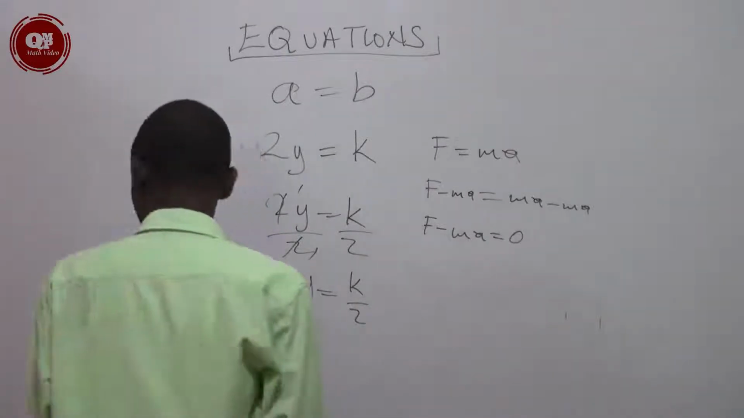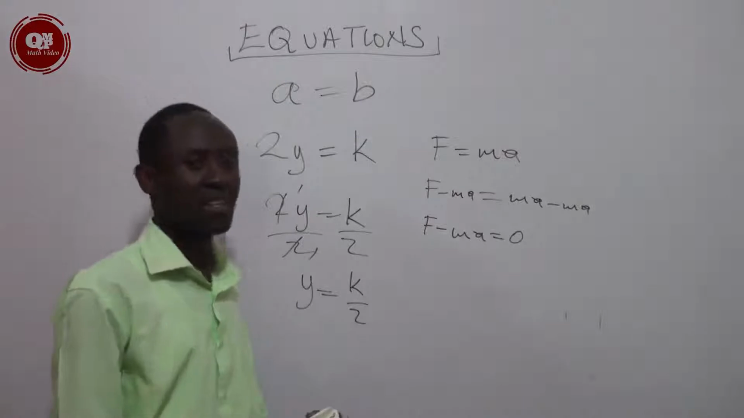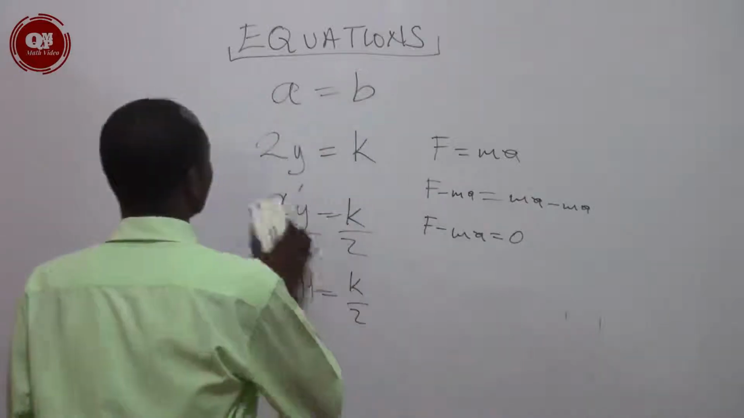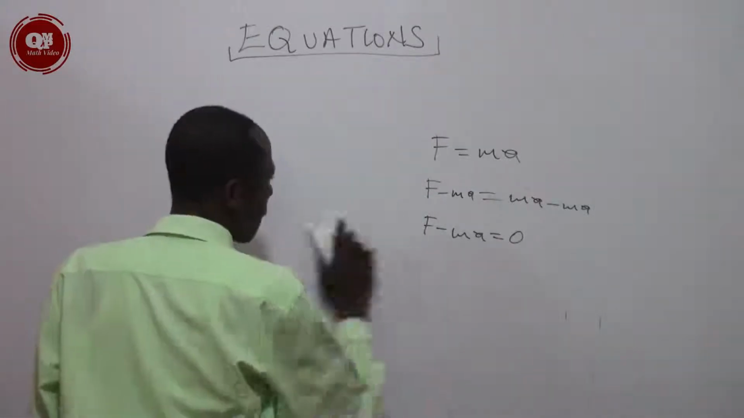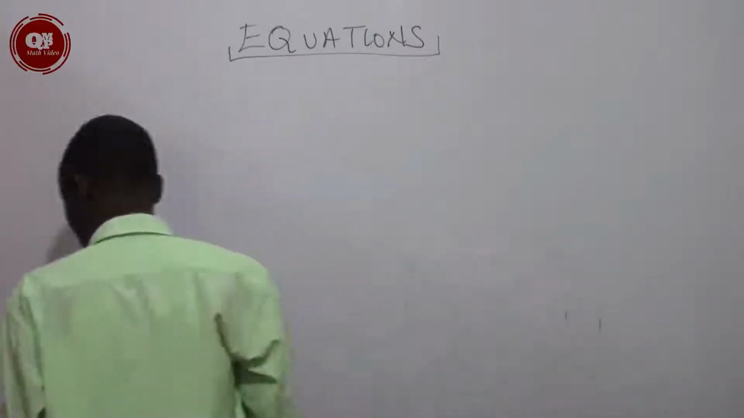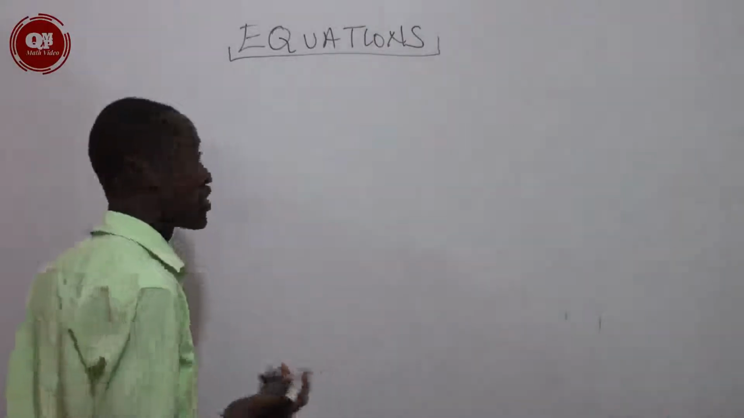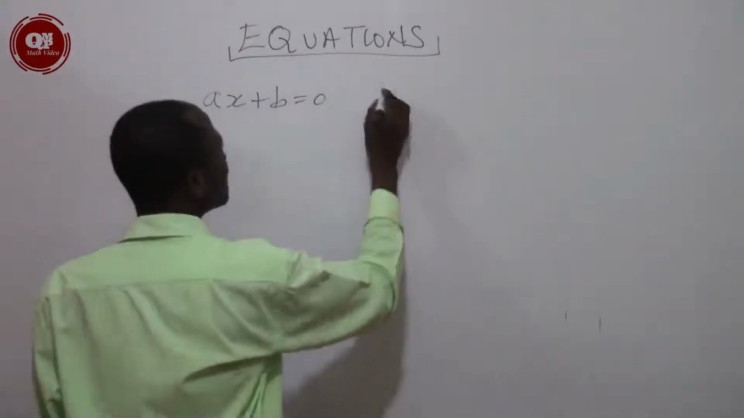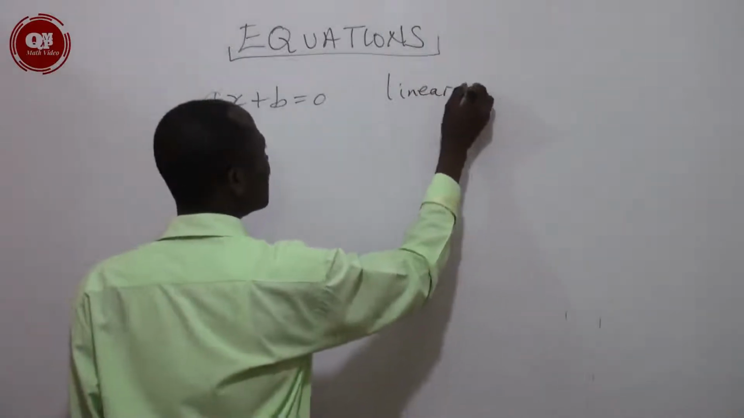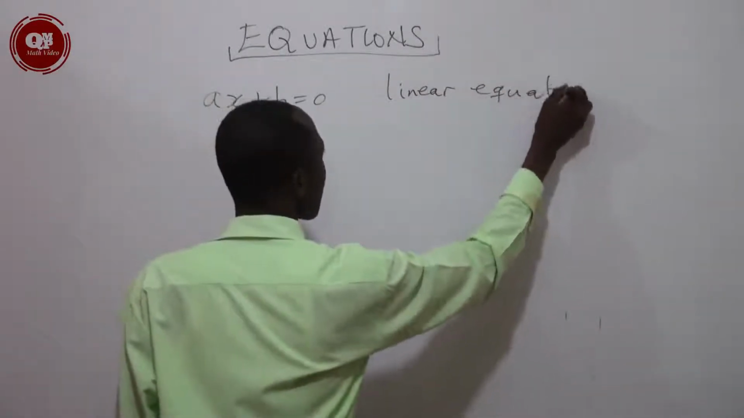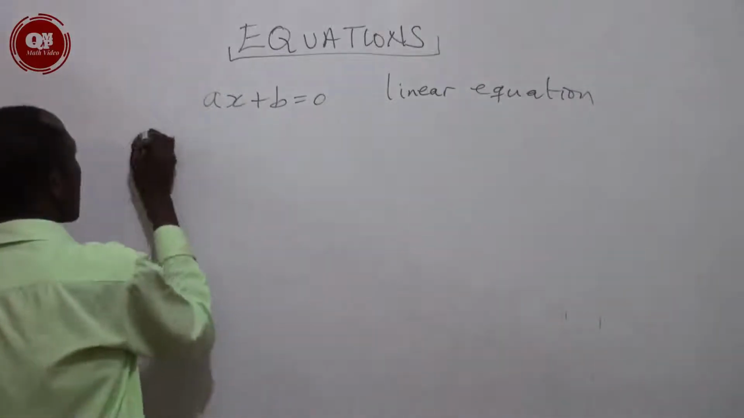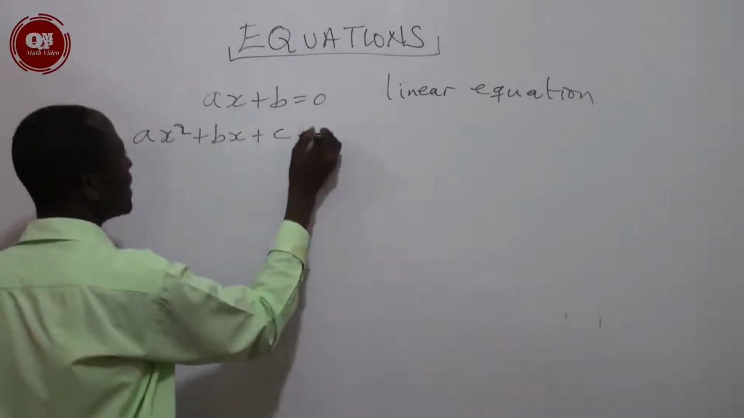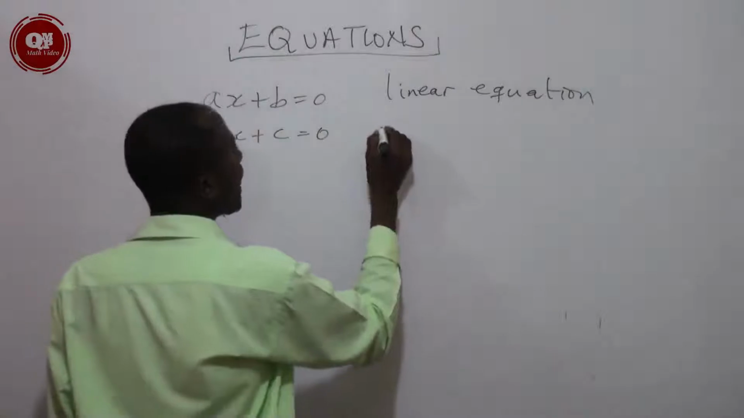Okay, fine. Now, there are some equations that have names. This time, I'm going to take you through some names of certain equations. We have an equation like ax + b = 0, and this equation is called a linear equation. We have an equation like ax² + bx + c = 0. This is also called a quadratic equation.